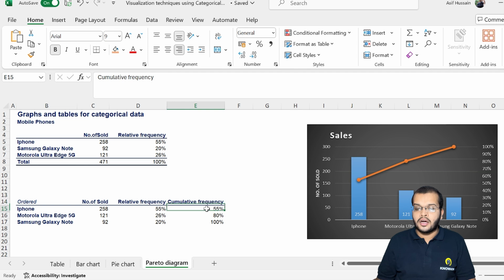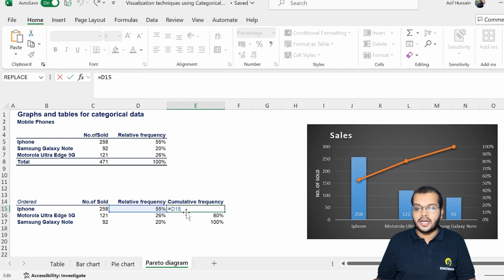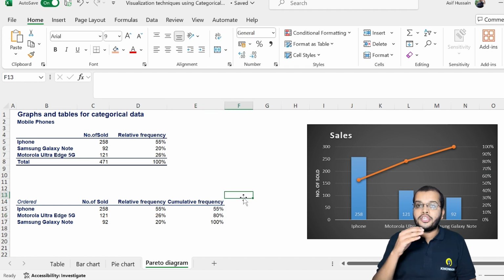If I just consider this, you can see that I'm calculating this cumulative frequency by considering the relative frequency plus the cumulative frequency of my previous product. So the cumulative frequency is generally used in a descending order. It can be shown in a descending order. That's where we can see that if I do not have this cumulative frequency, there will not be any line here.